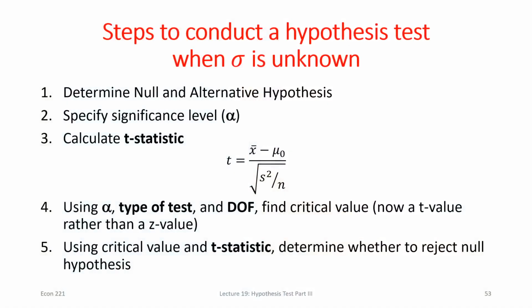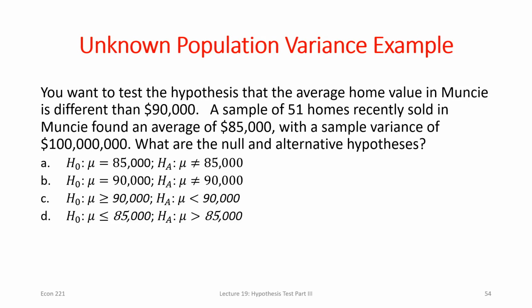So we've got our steps. Hopefully we've related it to what we've done already. So now we'll work through a few problems. The first one we have is, let's say I want to test the hypothesis that the average home value in Muncie is different than 90,000.